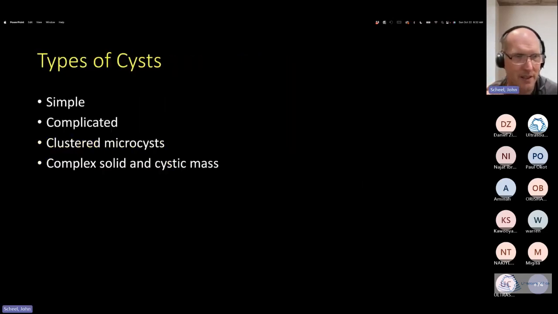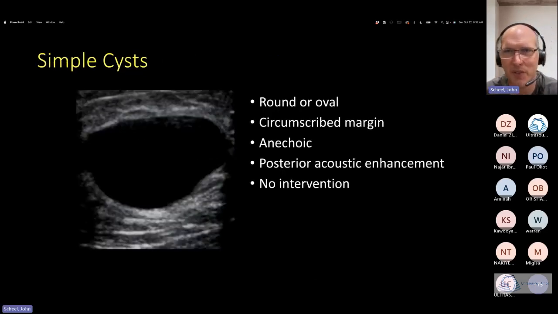Special cases, this is the last part. I wanted to go over cysts. This is a simple cyst. It's round or oval. It's circumscribed, anechoic. It has posterior acoustic enhancement. You don't need to do anything to these. These are benign. If you see all these characteristics, you can just call it a cyst. You do not need to describe it.